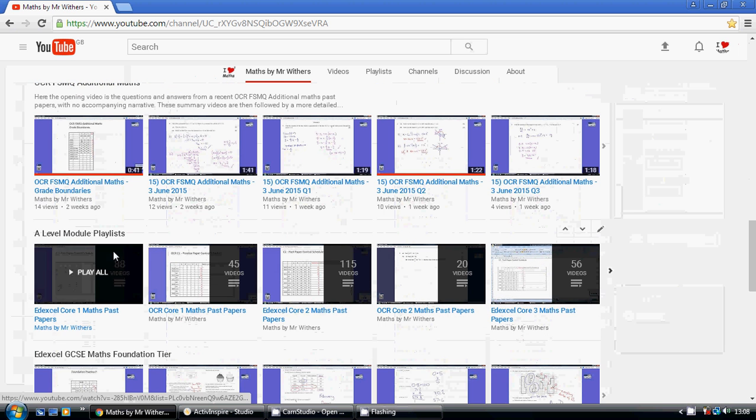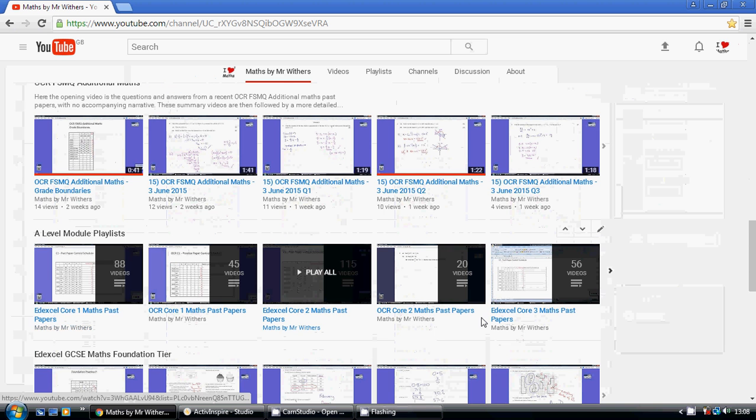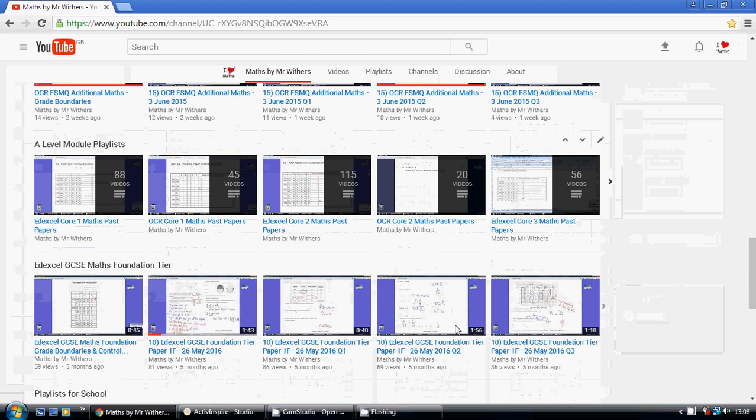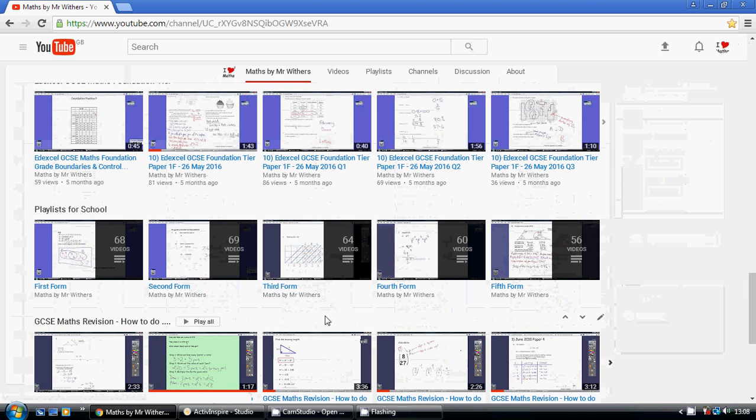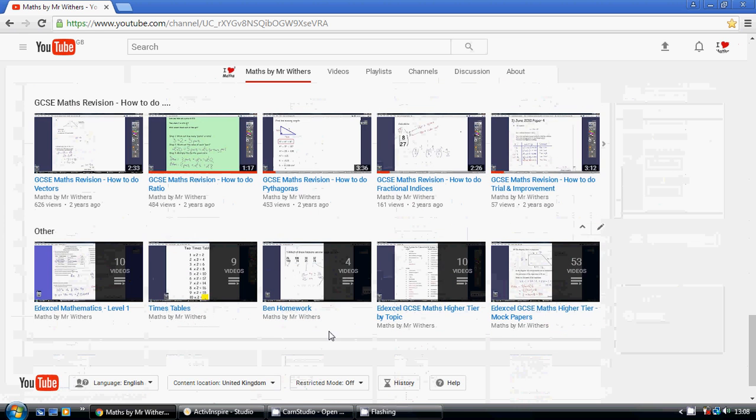Then A-level modules, it's mostly Core 1, Core 2, Core 3, mostly Edexcel, but you can take your pick there. A bit on foundation, some stuff for my school by year group, other bits and pieces to follow.